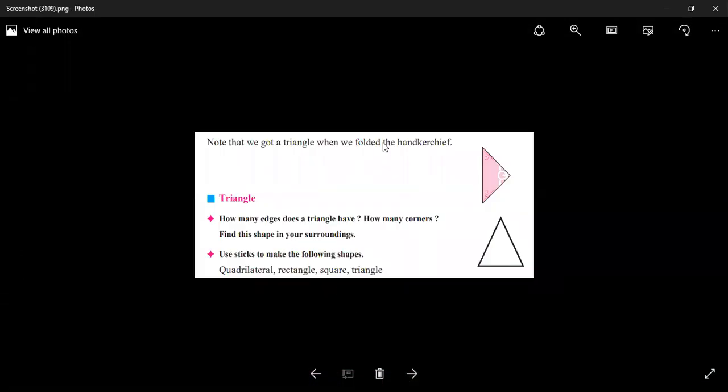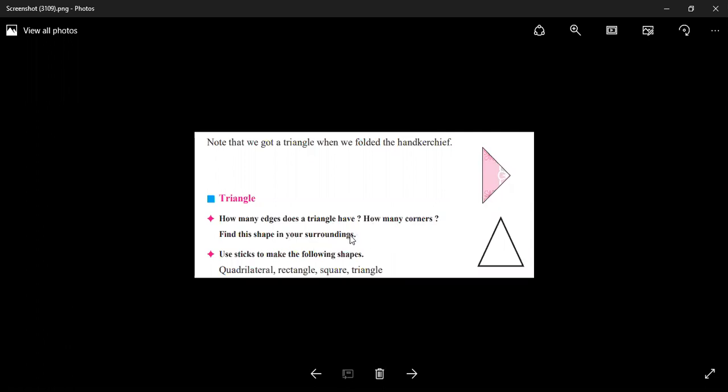Note that we got a triangle when we fold the handkerchief. Now how many edges does a triangle have? Now we are going to see the picture of the triangle. So when we fold the handkerchief, we get the triangular shape. So how many edges does a triangle have and how many corners? As we said before, there are 3 edges of the triangle and 3 corners of the triangle.